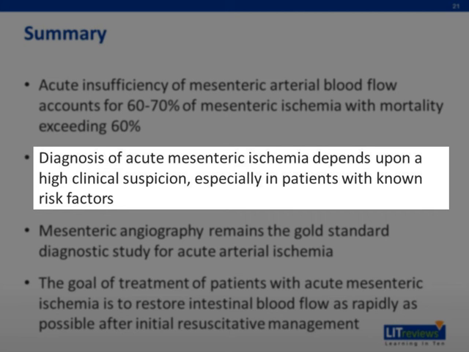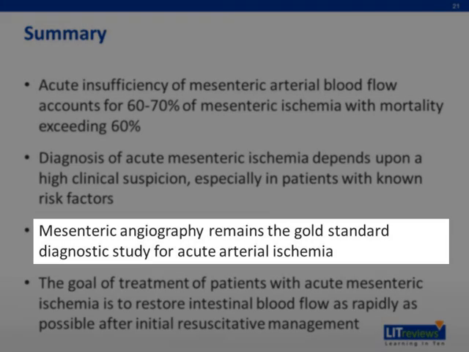However, early signs and symptoms of mesenteric ischemia are nonspecific, and definitive diagnosis often requires invasive testing, exposing the patient, who typically has several comorbidities, to risk. As a result, diagnosis is often delayed. Mesenteric angiography remains the gold standard diagnostic study for acute arterial ischemia.